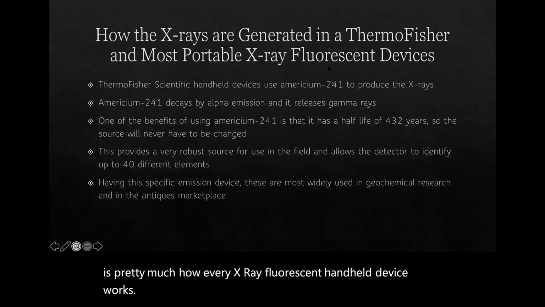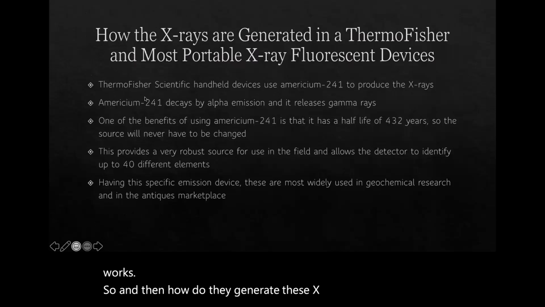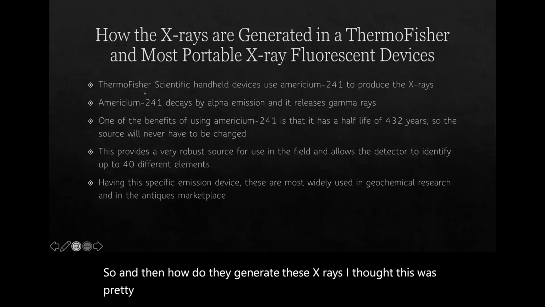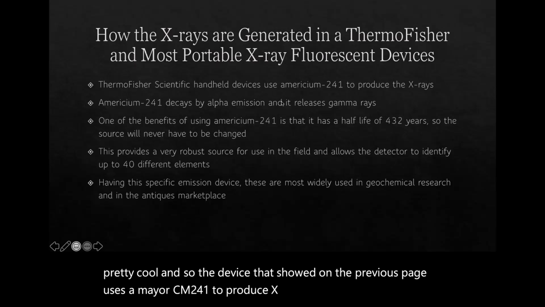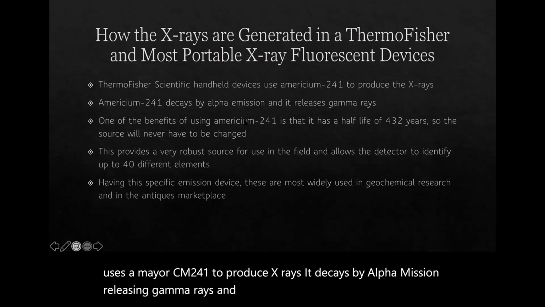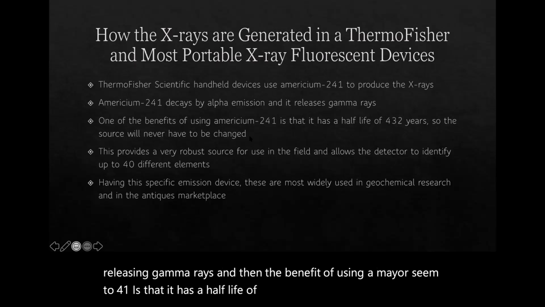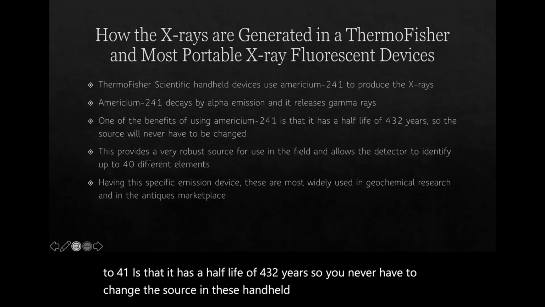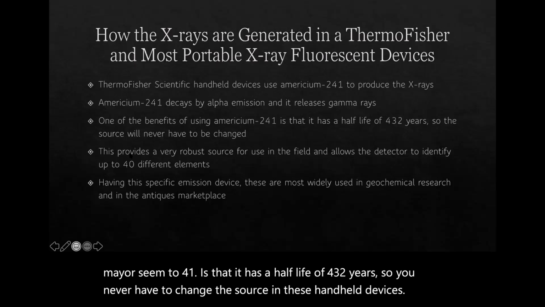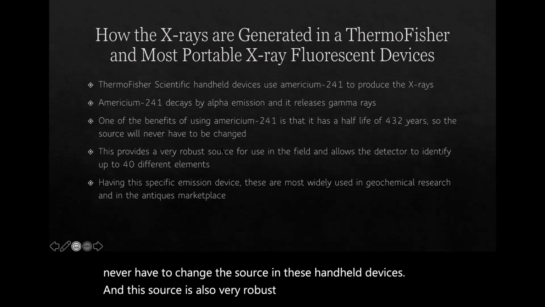So, how do they generate these X-rays? I thought that this was pretty cool. The device that I showed on the previous page uses americium-241 to produce X-rays. It decays by alpha emission, releasing gamma rays, and the benefit of using americium-241 is that it has a half-life of 432 years, so you never have to change the source in these handheld devices. And this source is also very robust, so it allows this detector to identify up to 40 different elements.